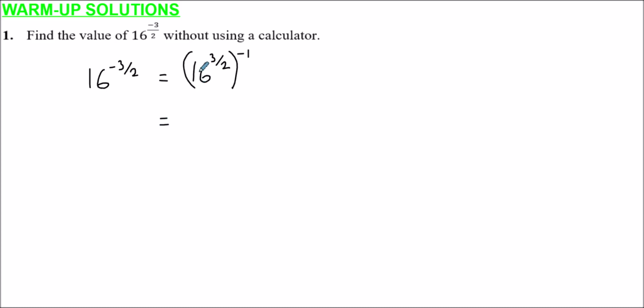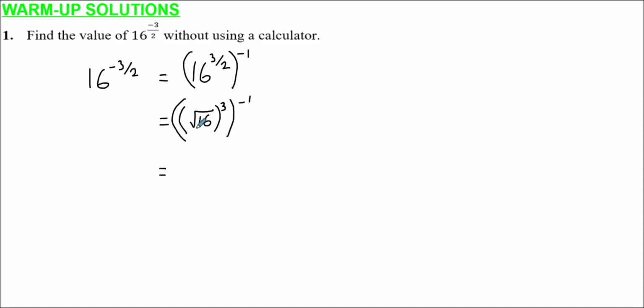So now what we can do is think about 16 to the power 3 over 2. We could leave this to the power minus 1 until afterwards. So if it's a fractional power, the bottom bit of a fraction, the denominator, tells us what root we're taking of this number. So because we're talking halves, this is square roots. And so we can think of this as being 16 square rooted and then cubed. And then all of that to the power minus 1.